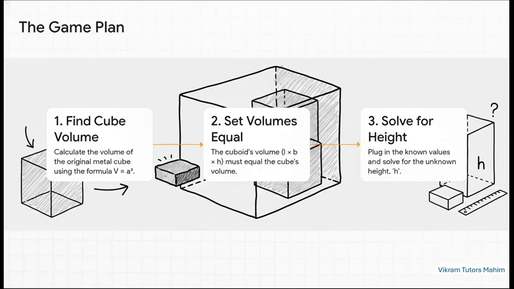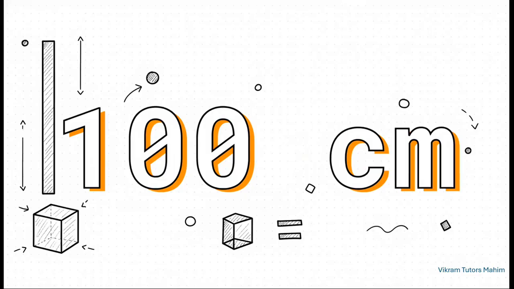So here's our game plan, step by step. First, we use our handy cube formula to figure out the volume of metal we're starting with. Then we take the cuboid volume formula, plug in the numbers we do know, and set it equal to that original volume. After that, all that's left is to solve for our unknown h. And there it is. Our answer is 100 centimeters. Can you believe that? That little 5-centimeter cube turns into a bar a full meter high. This is such a great example of how volume stays constant, no matter how wild the shape gets.